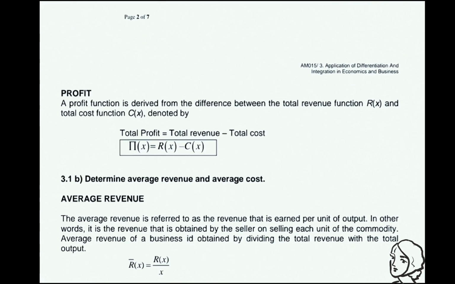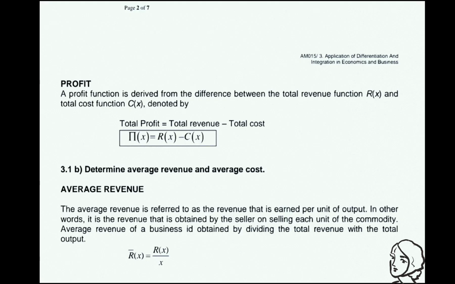Now let us see what is the profit. A profit function is derived from the difference between the total revenue function R of x and total cost function C of x, and denoted as pi of x. So total profit equals total revenue minus total cost. So this is the formula for profit function.